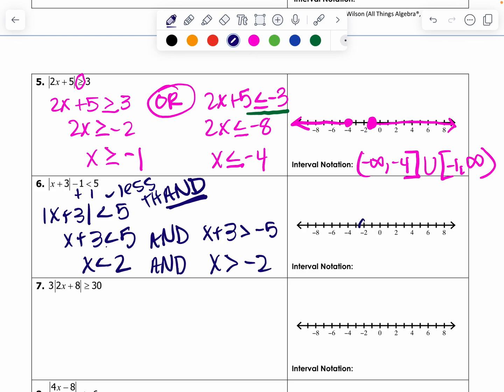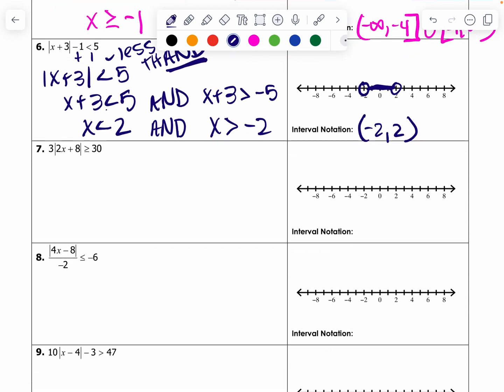So greater than negative 2, less than 2, we shade in between. So we get our parentheses, negative 2 to 2. Remember to put it from smallest to largest or it's wrong.